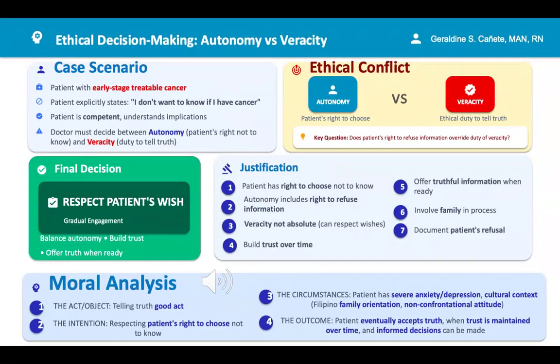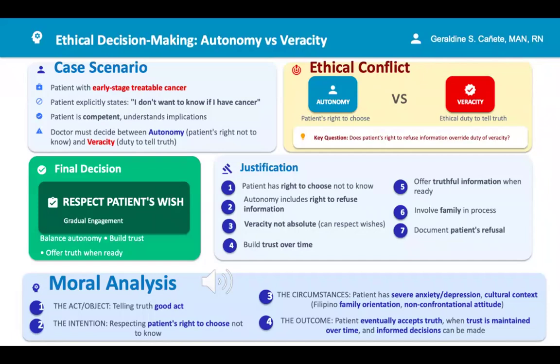Now, here's another case that explores the conflict between a patient's right to refuse information and a doctor's duty to tell the truth. And we will also discuss the most ethically sound approach. But I also challenge you to critically evaluate the reasoning.